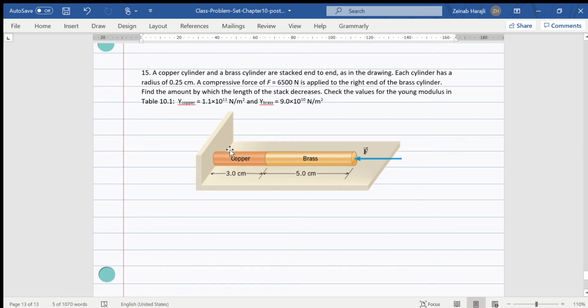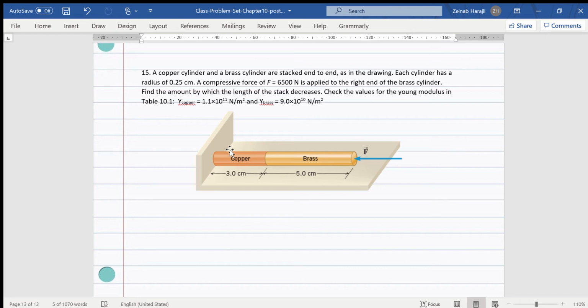Hello again. So here we have a problem where we are studying the change of length due to elongation of a given copper cylinder and a brass cylinder. They are stacked to each other as shown in the figure. We are given the radii of the cylinders.